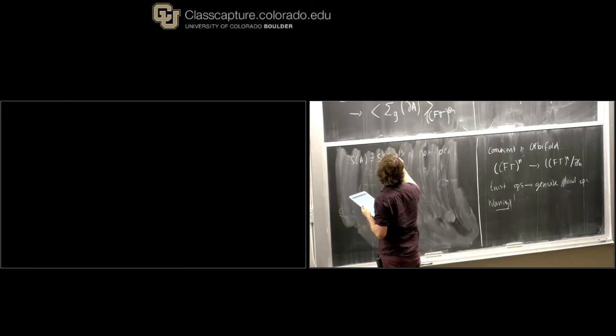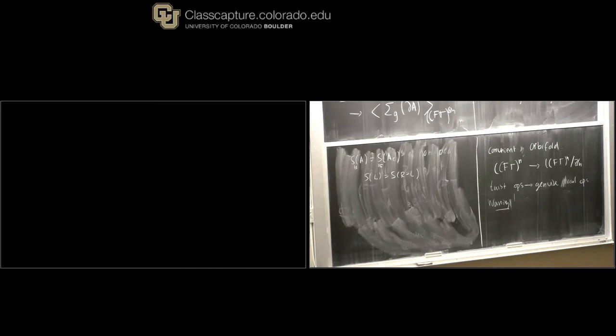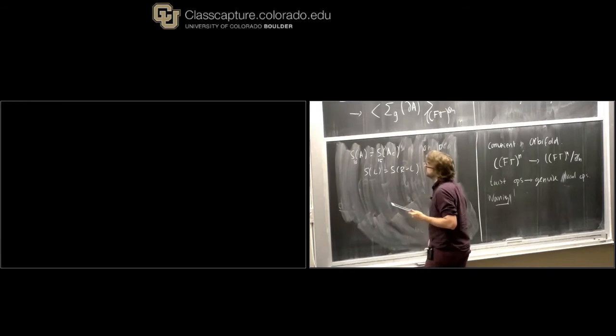Right, and in terms of the entanglement entropies, and in terms of this function, so this is some function of L, say, where L is the size of the interval, then this relation just becomes some symmetry relation. R minus L. Okay.